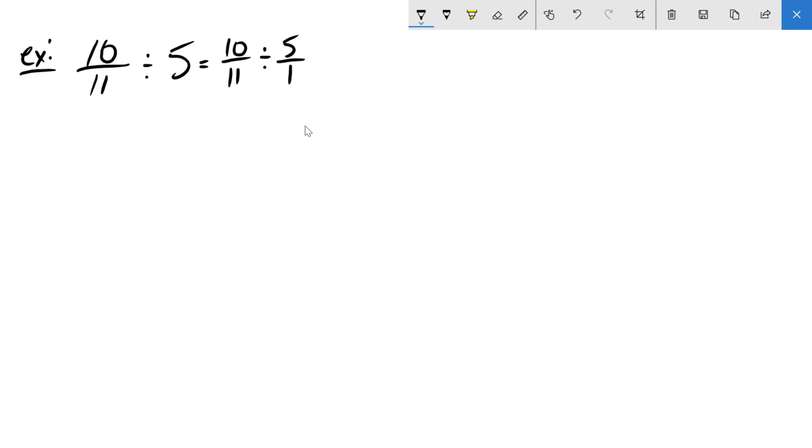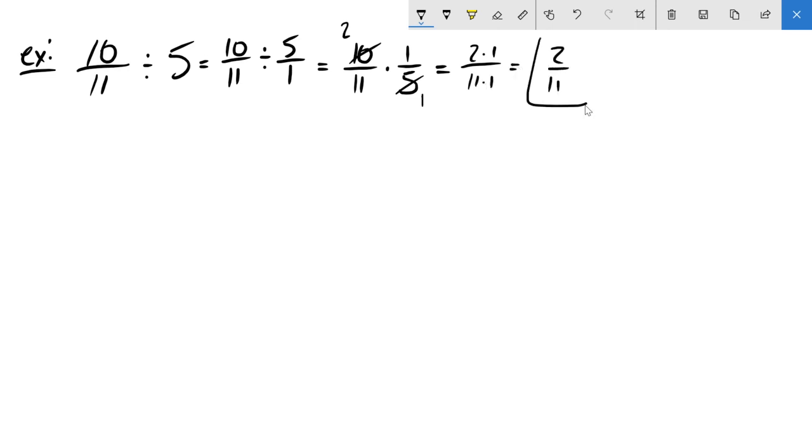Then you have to turn it into multiplication. Which one gets flipped? It's the second one, right? It doesn't have anything to do with which one's the whole number or which one's the fraction. The only way you decide which fraction to flip is it's always the one after the division sign. So now we can multiply. This one happens to be simplifiable, because I have a 10 in the numerator and a 5 in the denominator. They're both divisible by 5. So 10 divided by 5 is 2, and 5 divided by 5 is 1. So you're just left with 2 elevenths as your solution.